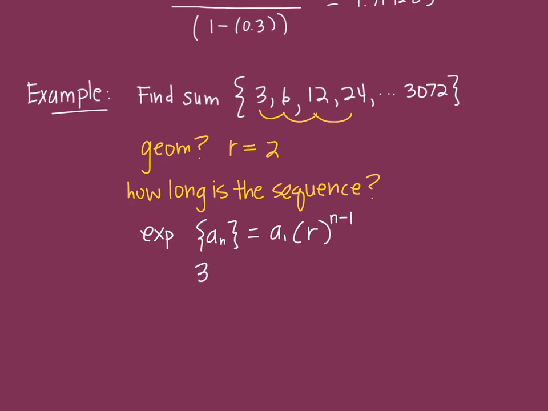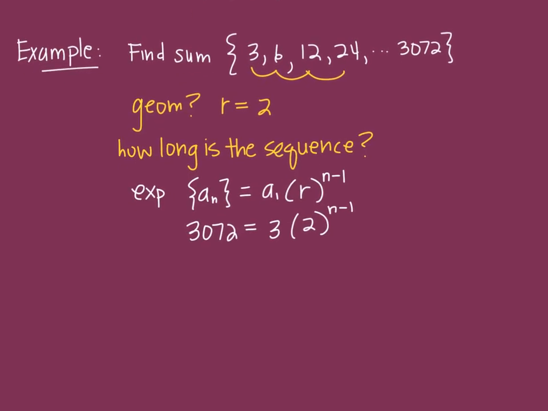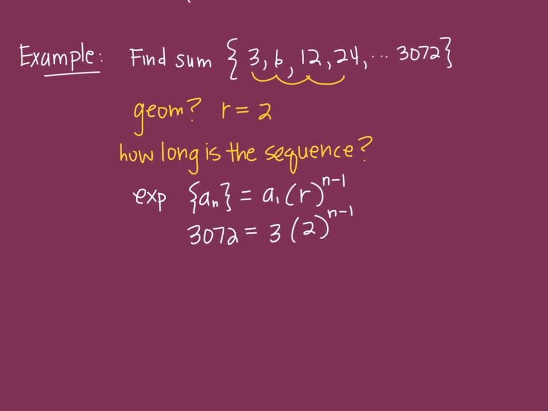So we know the last term is 3072. The first term is 3, r is 2, and the n part is what we're trying to figure out. And so we should be able to now solve this using all the math we've learned all year. So we're going to divide both sides by 3 because we're working on getting n by itself. That's 1024 equals 2 to the n minus 1.